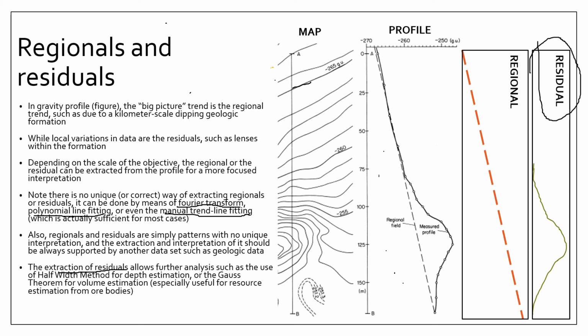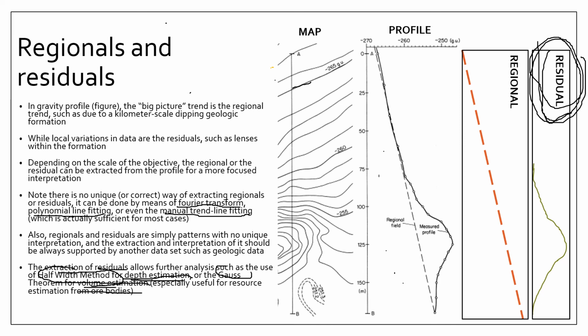So just to discuss the residuals even further, once you have a residual trend of an area of your point of interest, you can do a lot of stuff with the residual anomaly. You can estimate the depth of the anomaly using the half-width method. You can also estimate the volume of the anomalous body using the Gauss theorem.